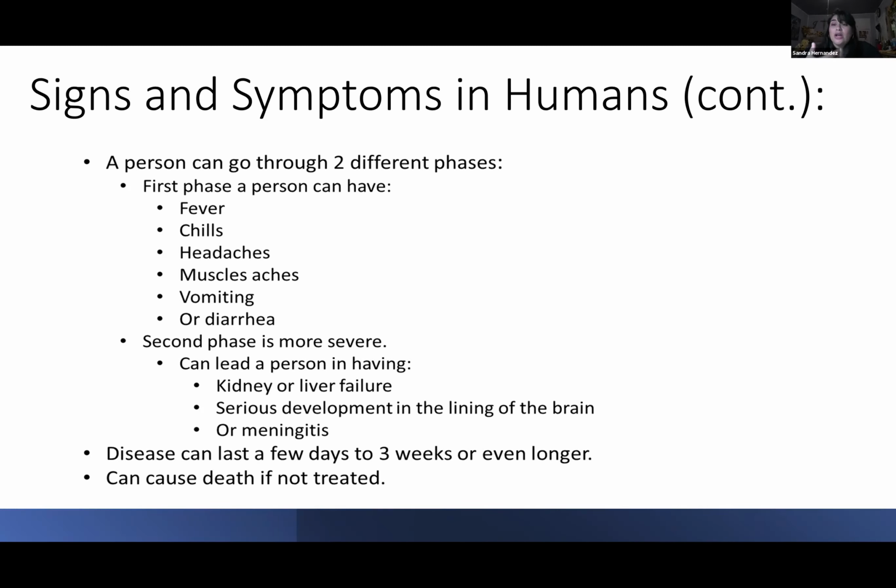Leptospirosis can also cause death if not treated. The disease lasts for a few days to 3 weeks or even longer. A person needs to have treatment in order to recover. If not, the recovery can take several months.